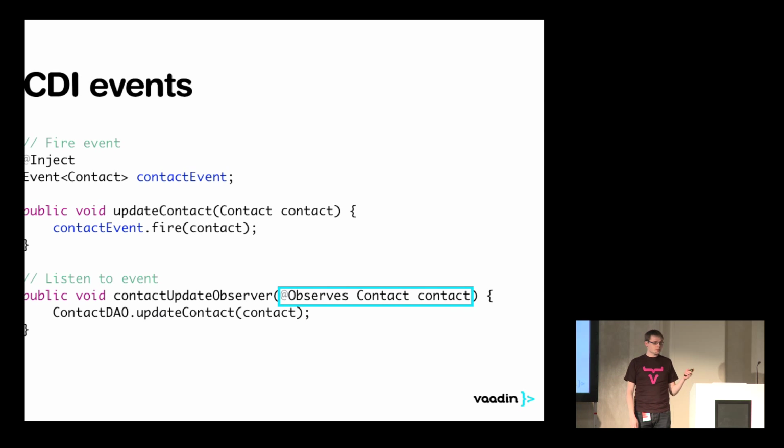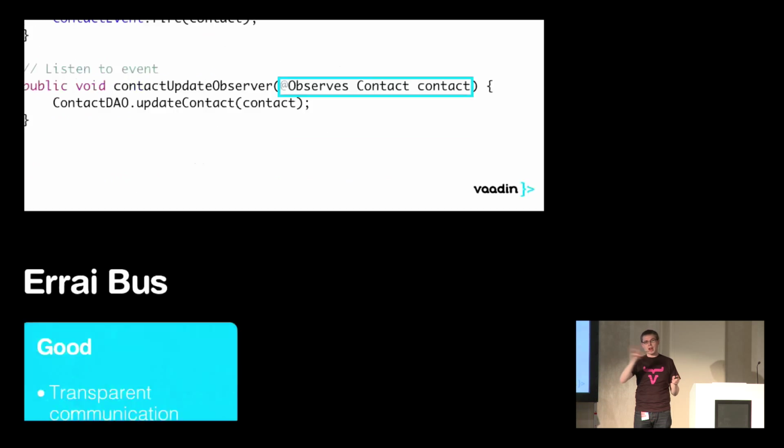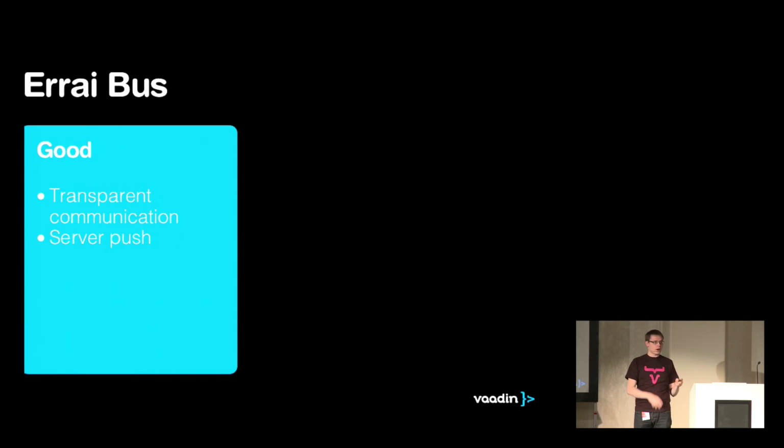The cool thing is that the guys at Red Hat have figured out a way of doing this between the server and the client. This is Errai Bus, which is one part of the Errai framework. This is really cool because you don't even realize that you're sending messages between the server and the client. I just send CDI events and they just work. So once again, we have a really transparent communication. You don't even need to know that you are doing anything over the wire. And this framework also has server push built in, so everything just works in both directions.